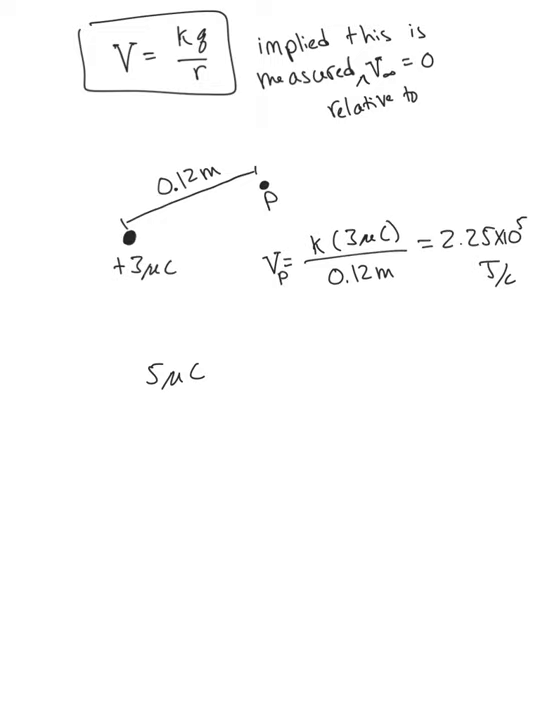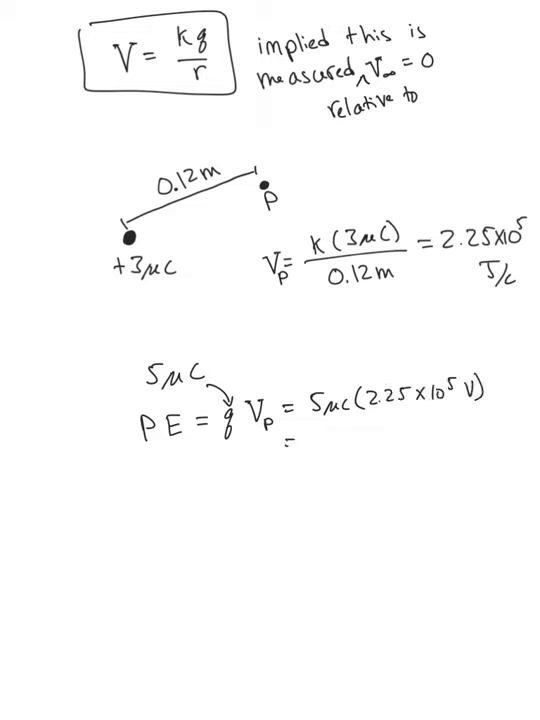That is going to be equal to the charge that is moved, which is my 5 microcoulomb charge, multiplied by the potential at that point P, which is going to be 5 microcoulombs multiplied by my 2.25 times 10 to the 5th volts, which is 1.12 joules of energy stored in this system.